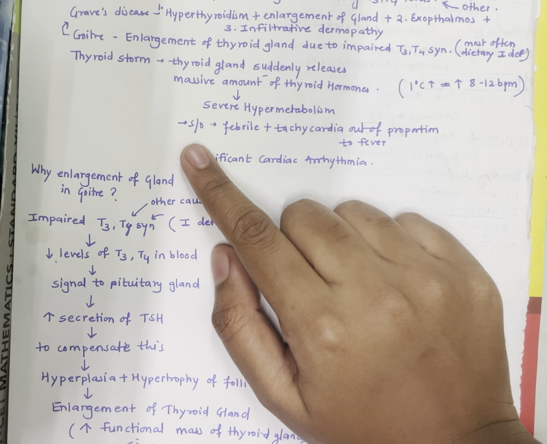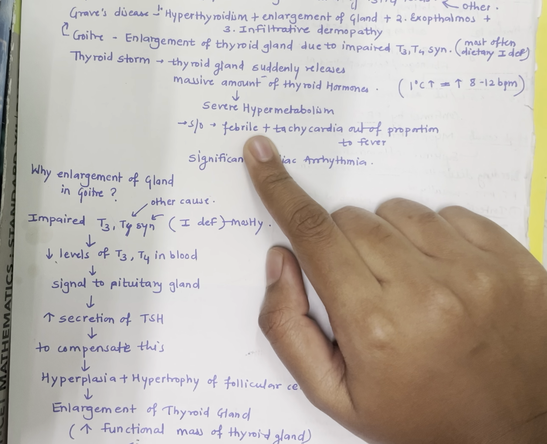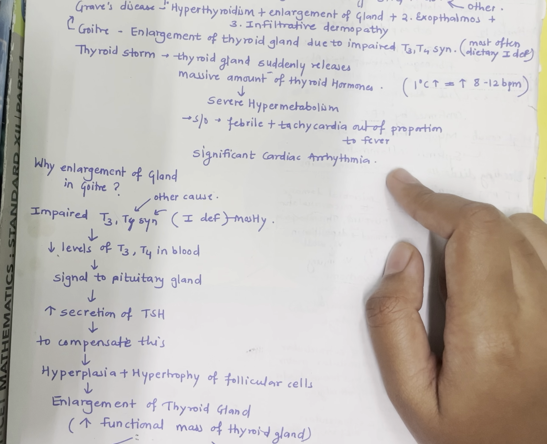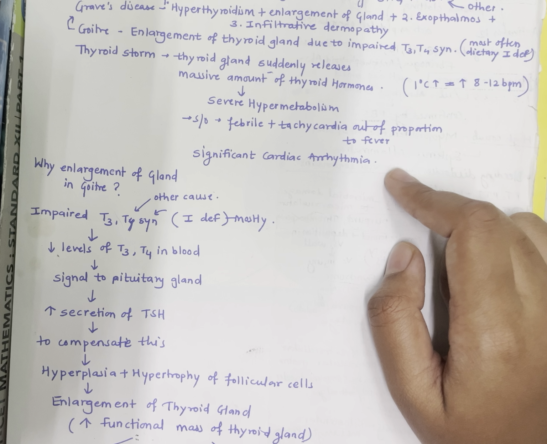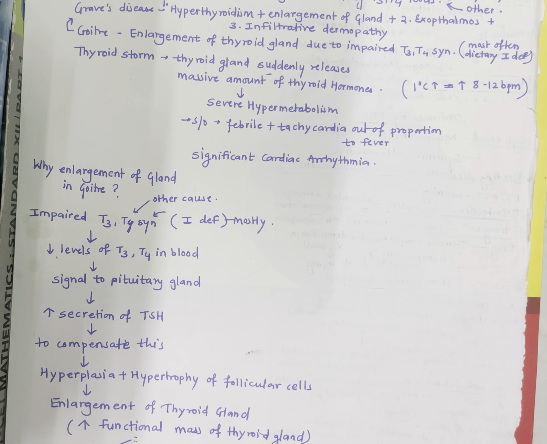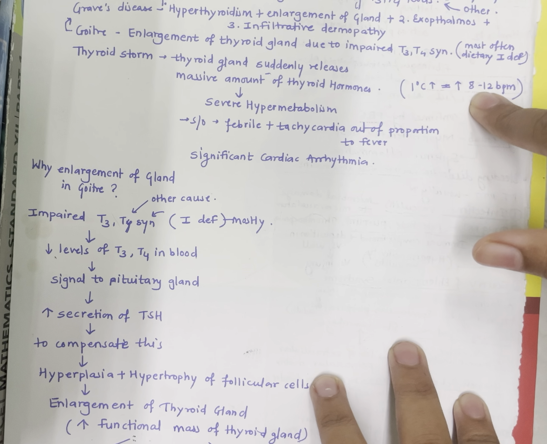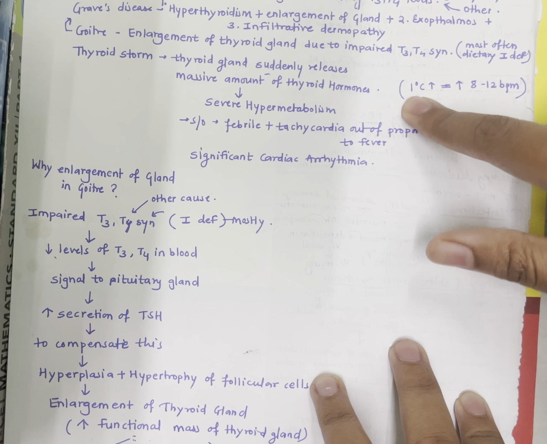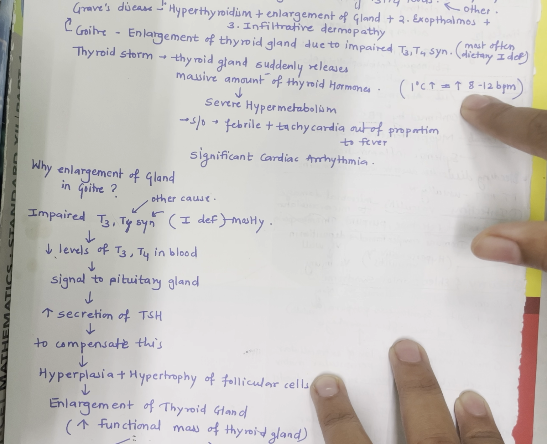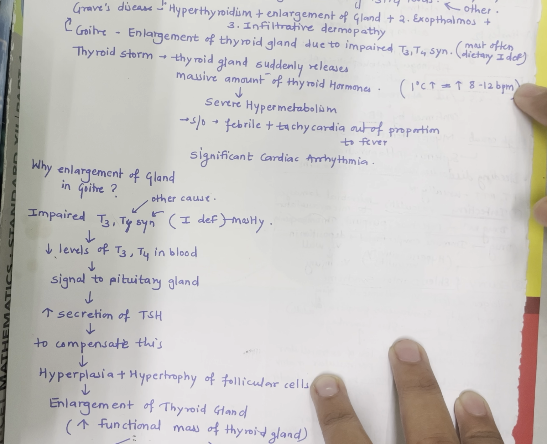And what are its symptoms? The patient will be febrile and have tachycardia out of proportion to fever. Now, what do we mean by tachycardia out of proportion to fever? Normally, when there is an increase in body temperature, this is the normal ratio: for every 1 degree Celsius increase in body temperature, there will be an increase in heart rate by 8 to 12 beats per minute.